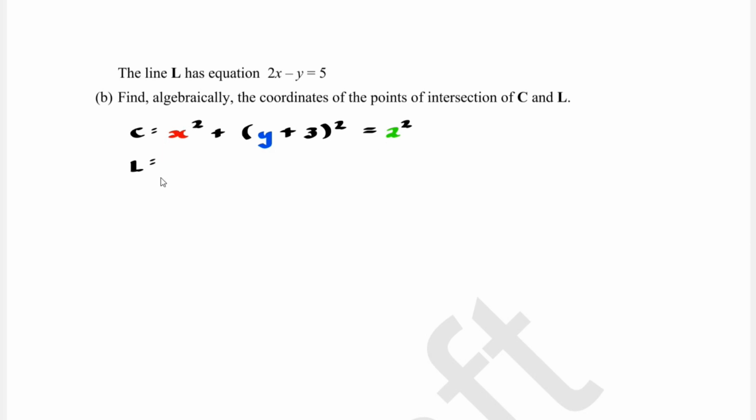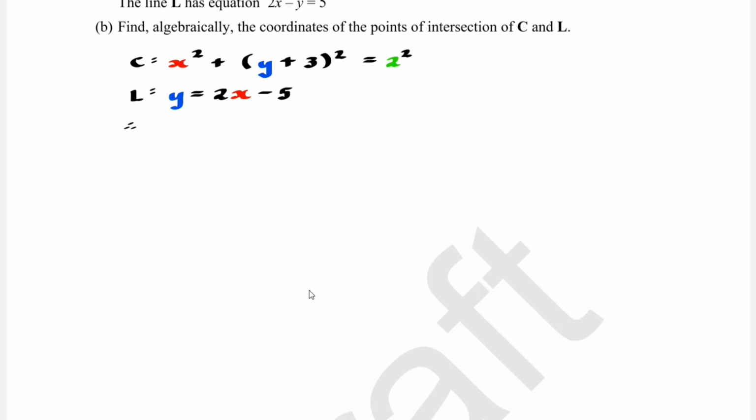And to find the equation of L, I'm going to rewrite this so we have y equals. Therefore, L has equation y equals 2x subtract 5. And therefore, to find out what x and y are, I can substitute in for y 2x subtract 5. So I have x squared plus, now here I've got y, which is 2x subtract 5, plus 3 squared equals 2 squared.